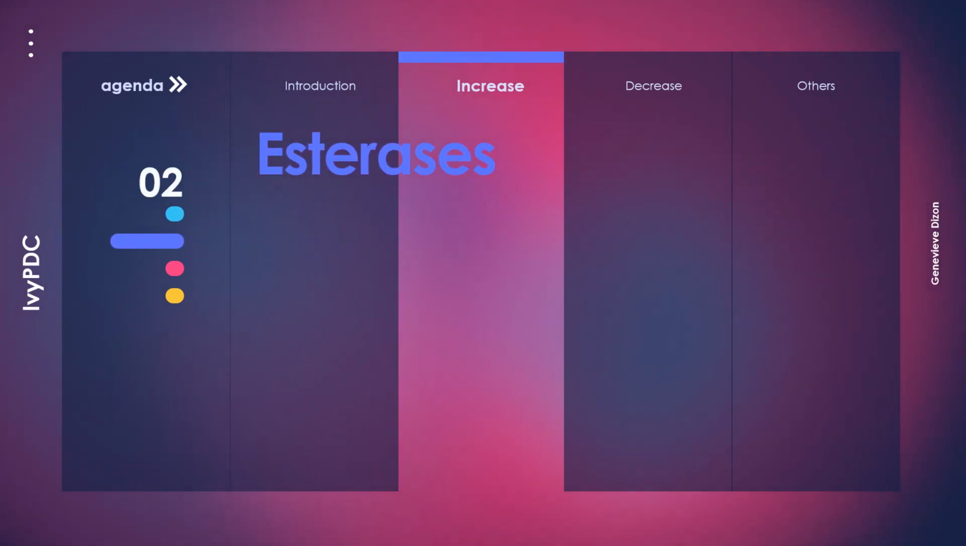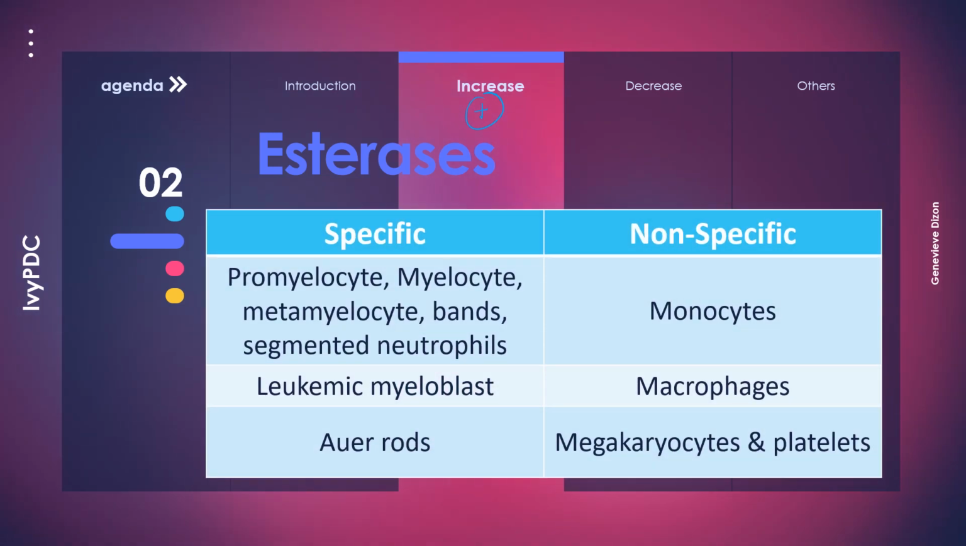An increase or a positive esterase stain will be seen in the following. The specific esterase, which is positive for granulocytes, may also be positive for promyelocyte, myelocyte, and metamyelocyte, although myeloblasts will generally show a positive reaction and Auer rods will show a positivity as well. The non-specific esterases will show a very strong reaction to monocytes, but macrophages, megakaryocytes, and platelets may also show positivity.